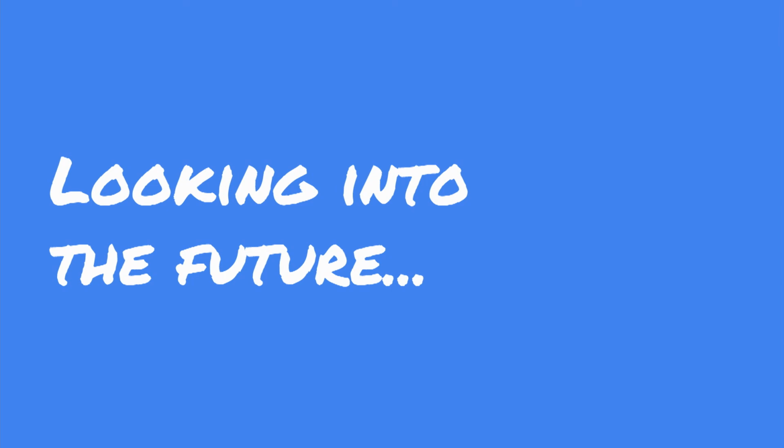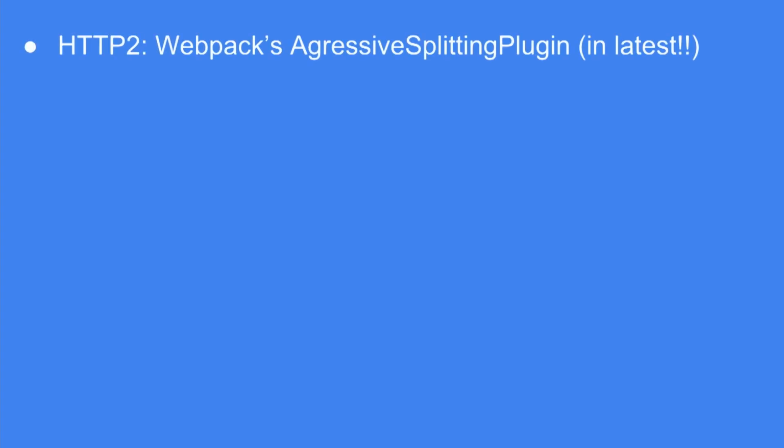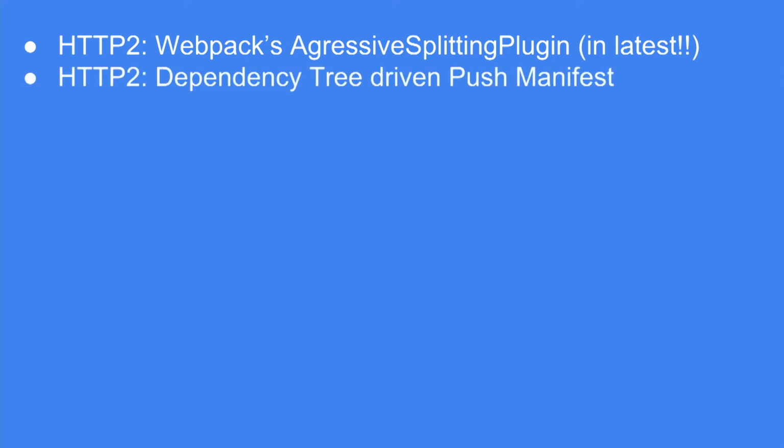And so I like to do a little looking into the future. What's going on for Webpack now? So we created this plugin called Aggressive Splitting Plugin, although it's kind of violent. But it's in latest Webpack now, so if you want to be able to split by file size to support H2, you can. Or have other H2 features like a dependency push-driven manifest.